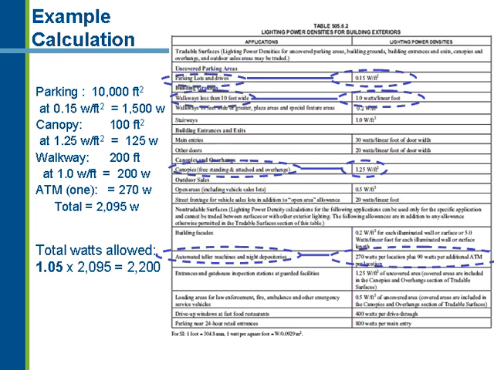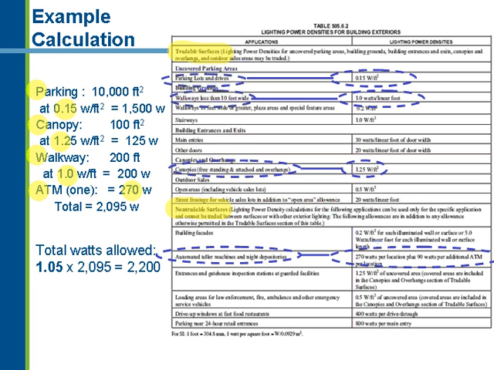We have a parking area, 10,000 square feet, and I'm sorry, first look at the table to your right. You'll see it's kind of hard to read, but there is a tradable section at the top and a non-tradable section at the bottom. So parking area, 10,000 square feet at 0.15 watts per square foot, a canopy at 100 feet at 1.25 watts per square foot. You have a walkway, which is less than 10 feet, so it gets 1 watt per square foot times the 200 feet length. And you have one ATM, so you get 270 watts for the ATM.